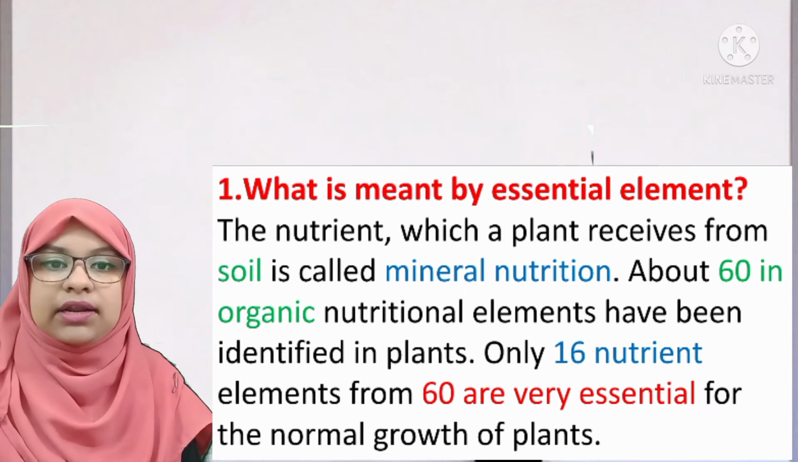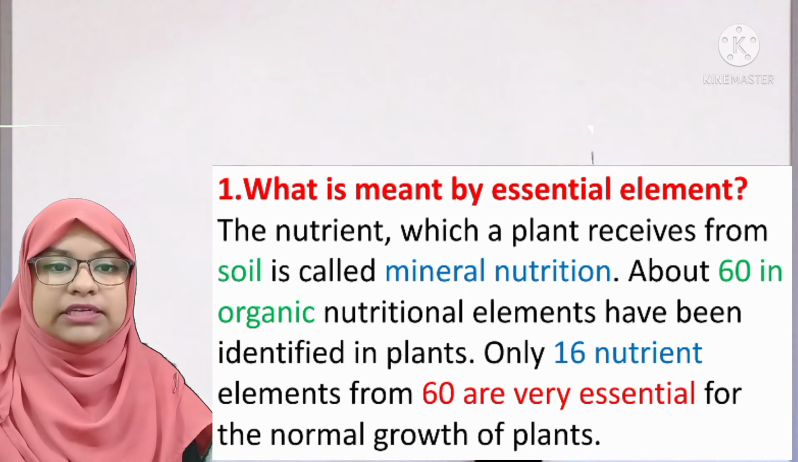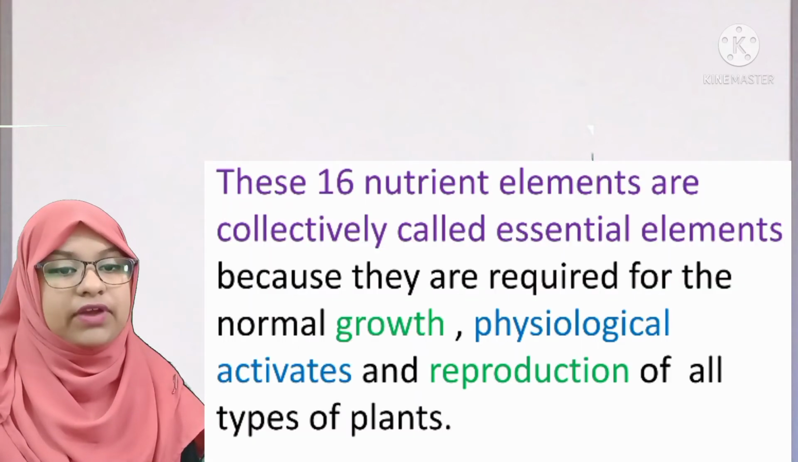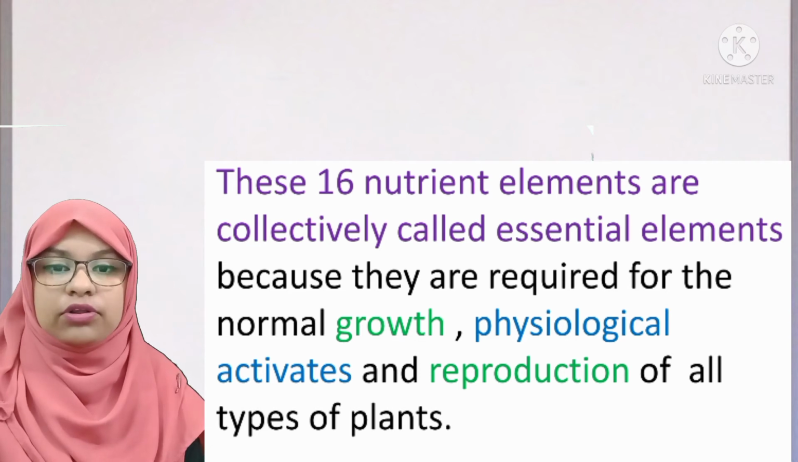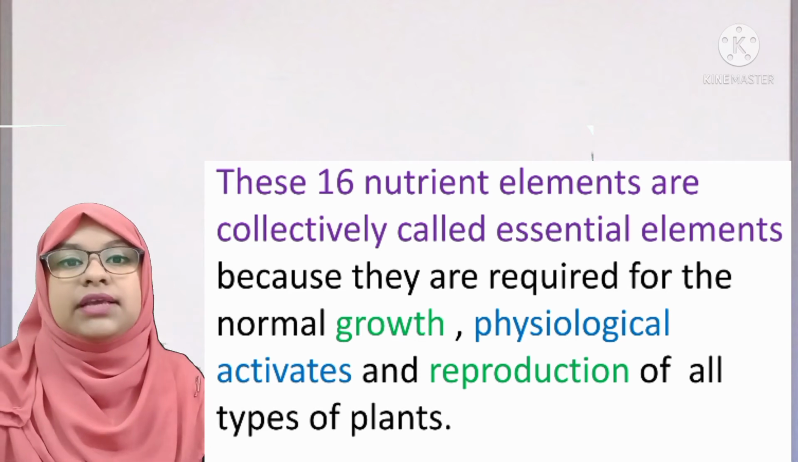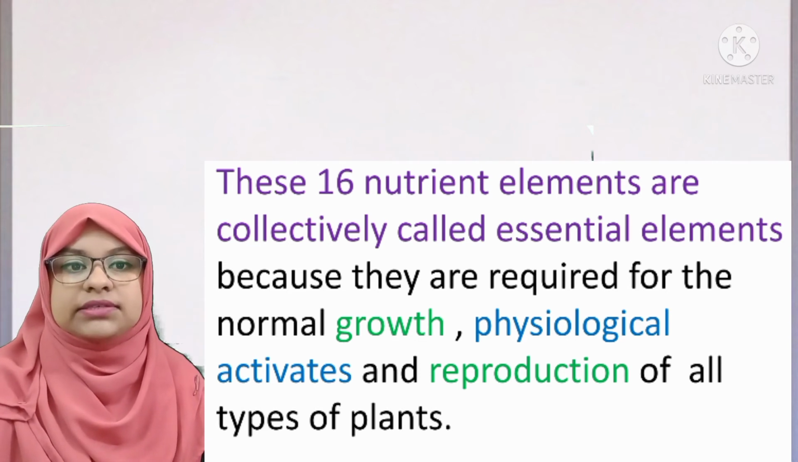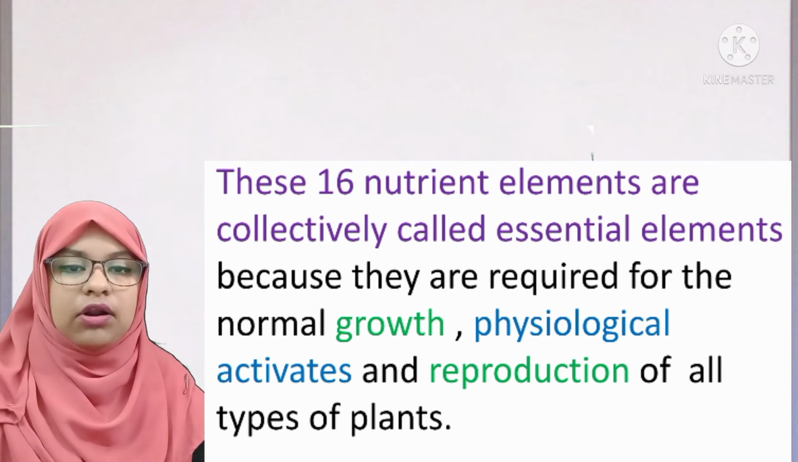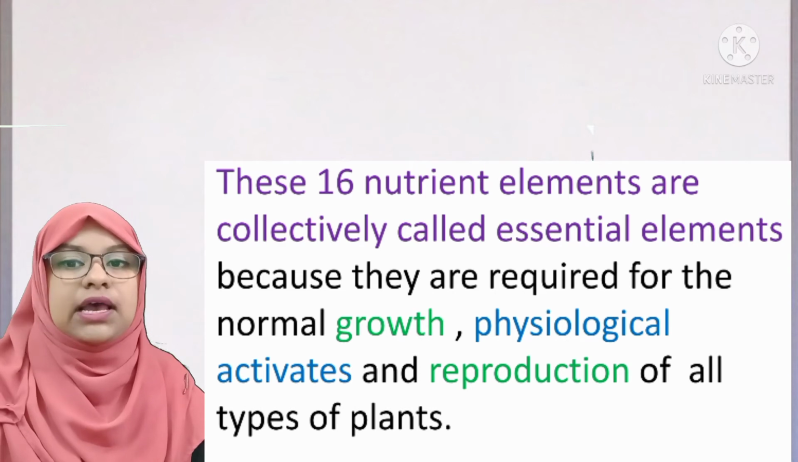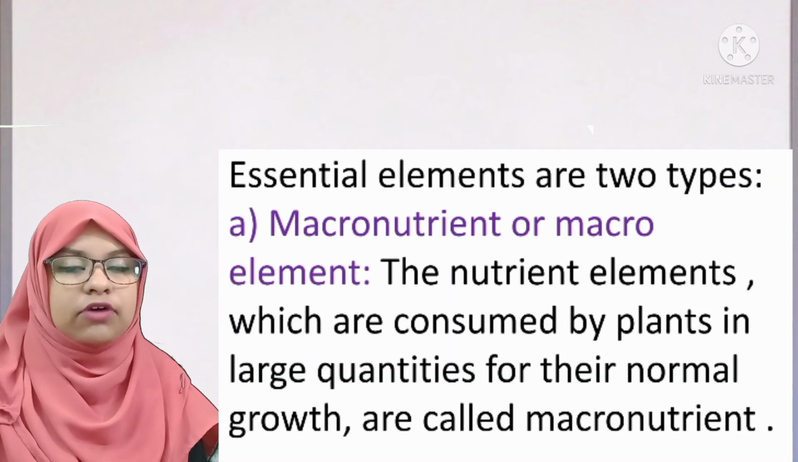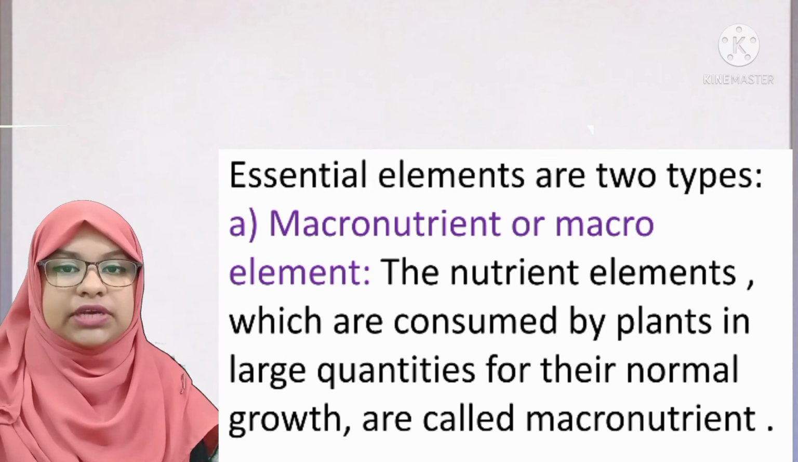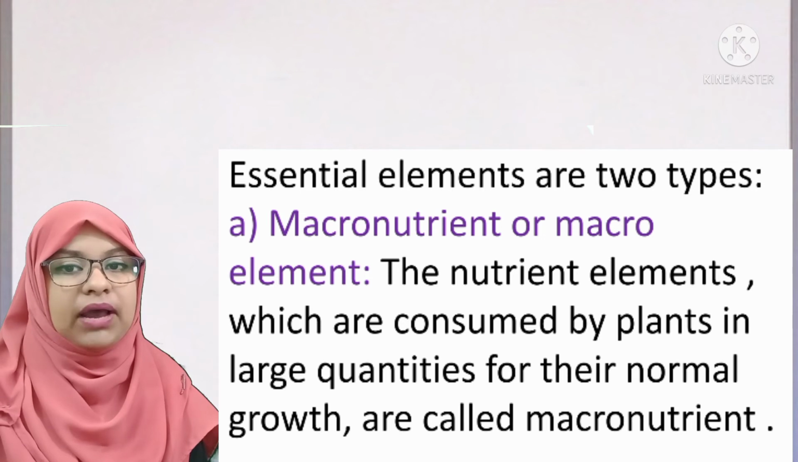About 60 inorganic nutritional elements have been identified in plants. Only 16 nutrient elements from 60 are very essential for the normal growth of plants. These 16 nutrient elements are collectively called essential elements because they are required for the normal growth, physiological activities and reproduction of all types of plants. Essential elements are of two types, macronutrient or macro element and micronutrient or micro element.